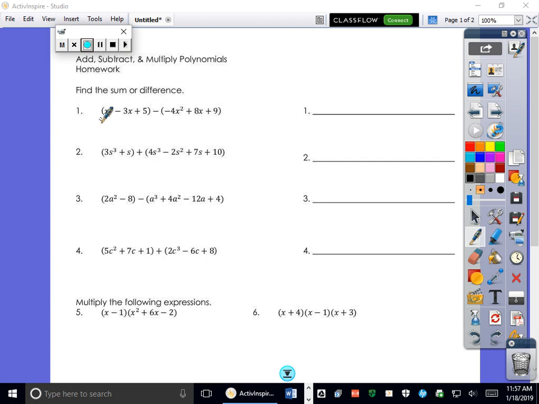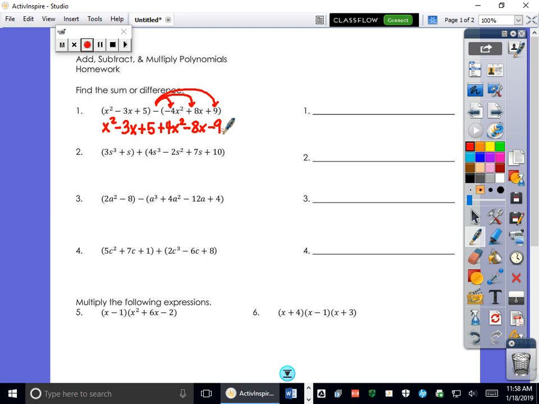So we're going to write everything out. On this first one, when it's adding, we act like the parentheses don't matter. So x squared minus 3x plus 5. And with subtraction, we have to act like the parentheses do matter. So we are going to distribute that subtraction sign to all three of those terms, so all three of those signs in the second parentheses are going to change. So this is going to be 4x squared minus 8x and minus 9.